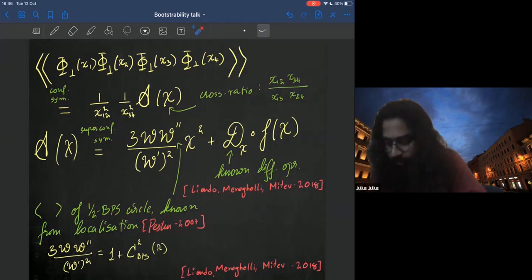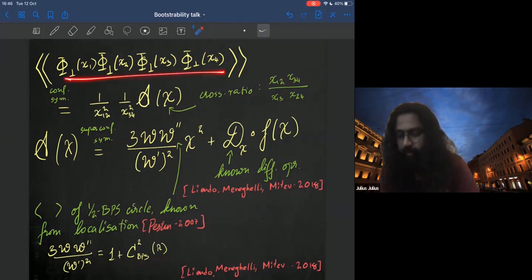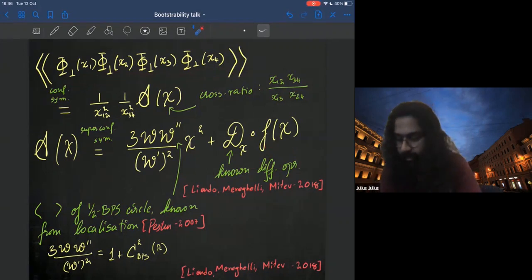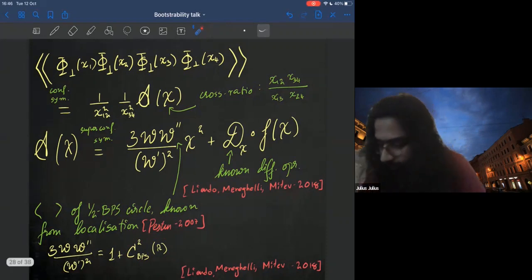Also, they were able to show that the OPE coefficient for the B2 multiplet, which will show up when we write this in terms of the OPE, also gives some contribution. They were able to show that the OPE coefficient of the B2 multiplet can just be obtained from this localization result. So that's actually very good.